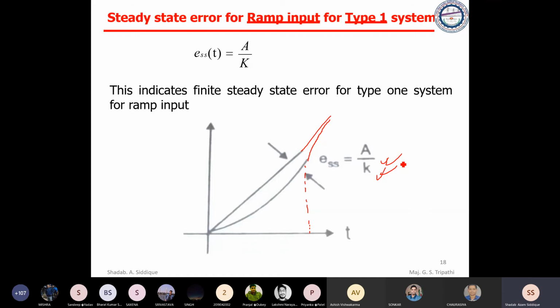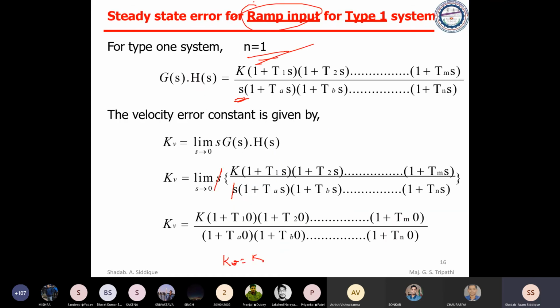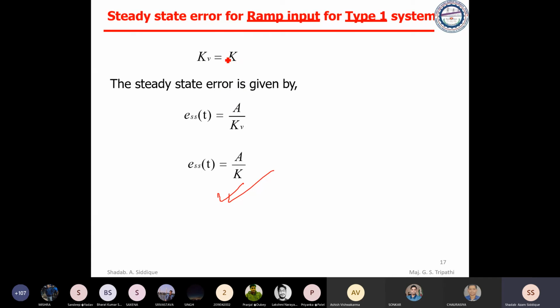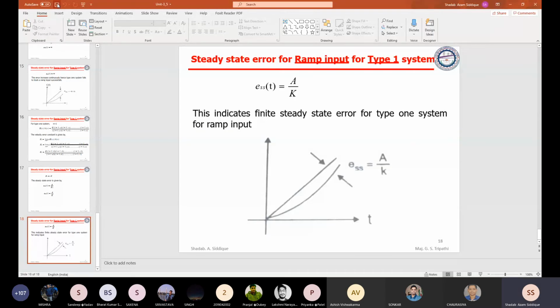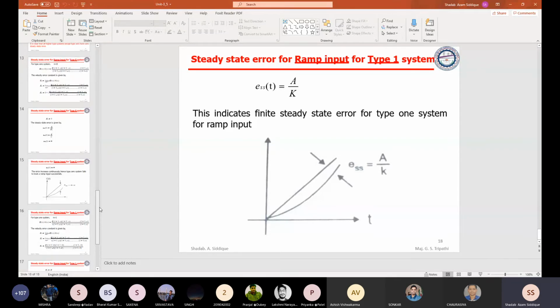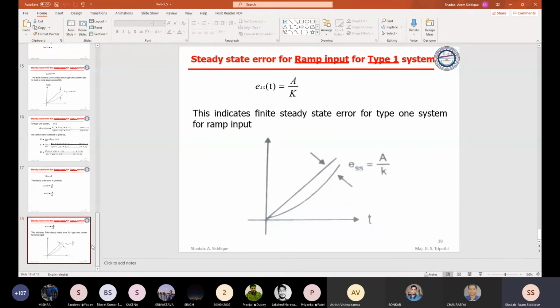If K is not given as a symbol but as a number, say 25, you just take 25 there, so Kv is equal to 25 and ESS is equal to A by 25, where A is also given. You just find the ESS value. Clear? I hope this is clear. Any doubt in this? I'll summarize all this, don't worry. Any doubt? No? Okay.